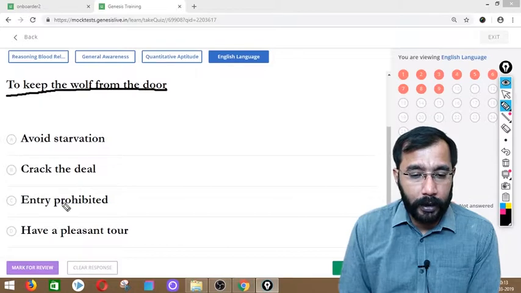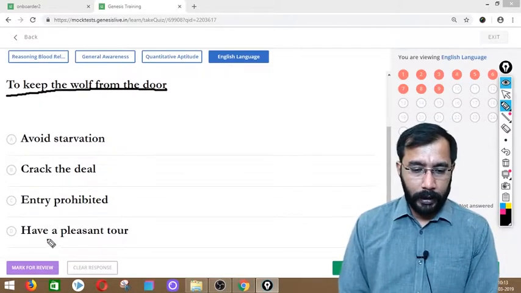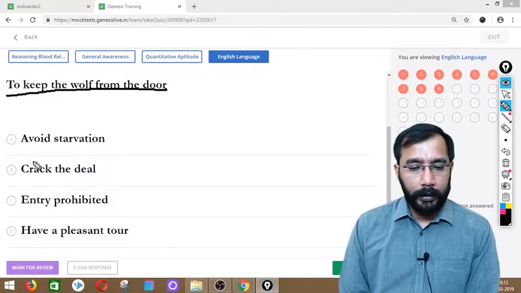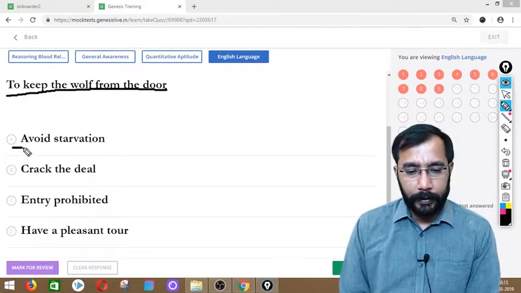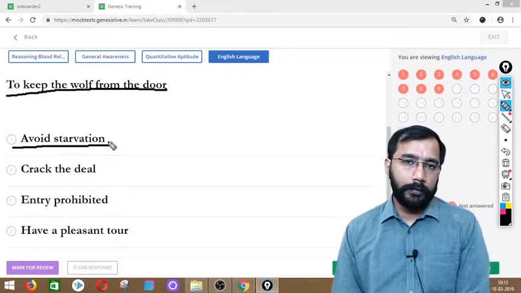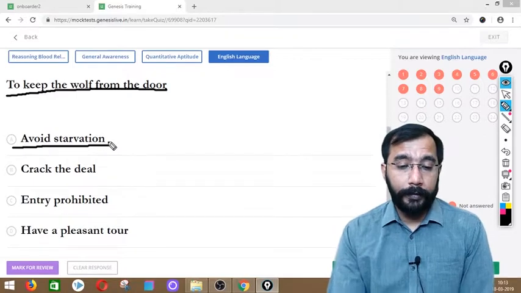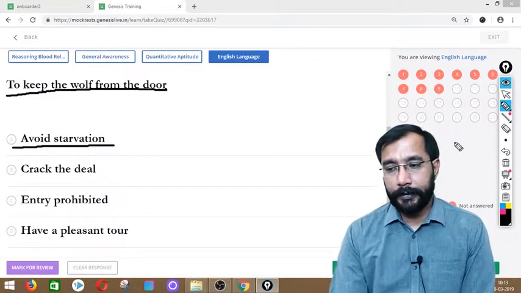The given options are avoid starvation, crack the deal, entry prohibited, have a pleasant tour. The right answer for this particular idiom is to avoid starvation. So the answer for to keep the wolf from the door means to avoid starvation.